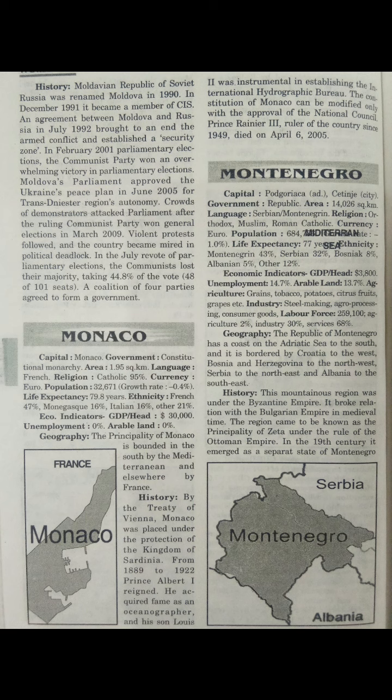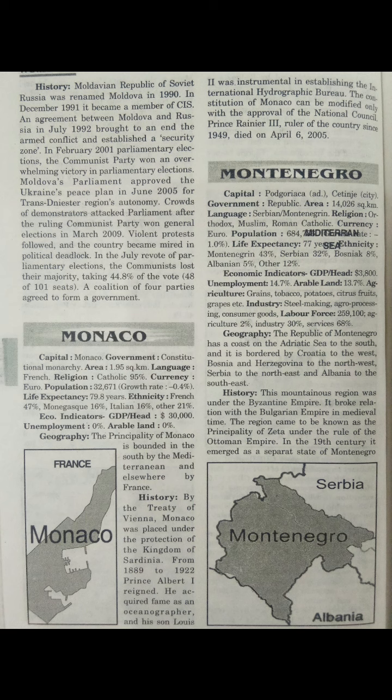Arable land is 13.7%. Agriculture: grains, tobacco, potatoes, citrus fruits, grapes, etc. Industry: steel making, agro processing, consumer goods. Labor force: 259,100. Agriculture 2%, industry 30%, services 68%.